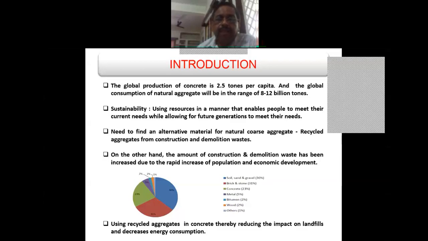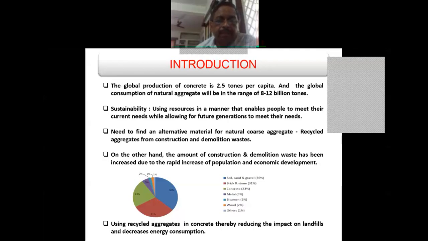Sustainability is defined as using resources in a manner that enables people to meet their current needs while allowing future generations to meet their needs. So we cannot consume all the aggregates at present and leave the future generation without natural aggregates. We may have to go for alternate materials to replace the natural coarse aggregate, and in that case, recycled concrete aggregate from construction and demolition waste is one of the components to study.